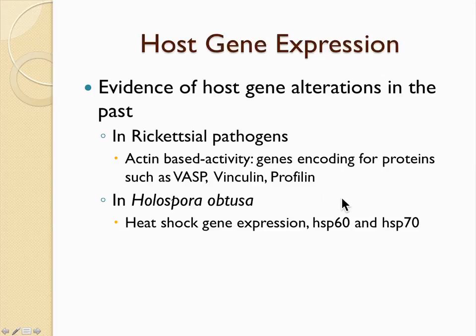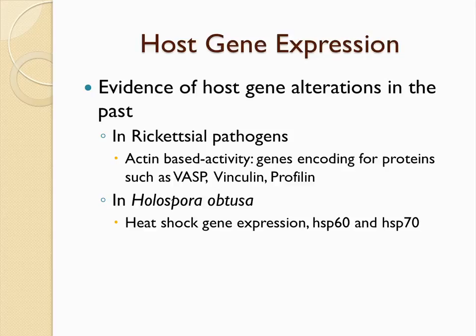So as for evidence of host gene alterations in the past, there have been gene expression experiments done on rickettsia infection in hosts, but most of them focused on gene expression in the bacteria itself, so in the rickettsia. But what they did find for gene expression in the host was a lot of actin-based activity, especially genes encoding proteins like VASP, vinculin, and profilin. And these genes help with actin elongation, cell adhesion, and binding.